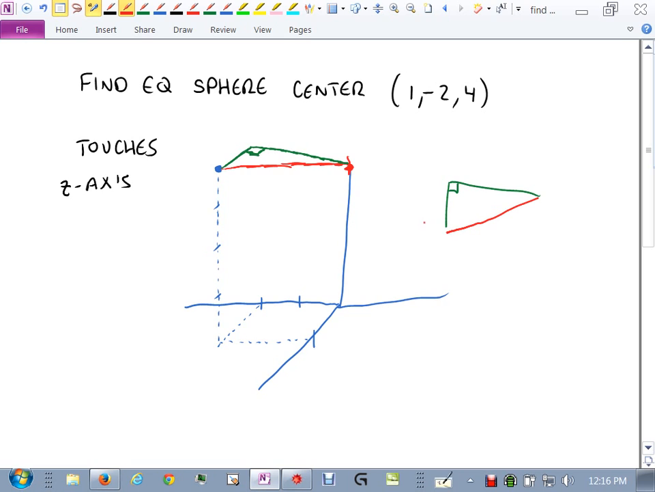Now, what's this side right here? That side's 1. This side over here is 2, right? The magnitude, the length of that line is 2. So the hypotenuse is the square root of each one of those squared. 1 squared plus 2 squared is √5, right? That's your radius, square root of 5. So the equation becomes (x minus 1) squared plus (y plus 2) squared plus (z minus 4) squared equals radius squared, so 5.